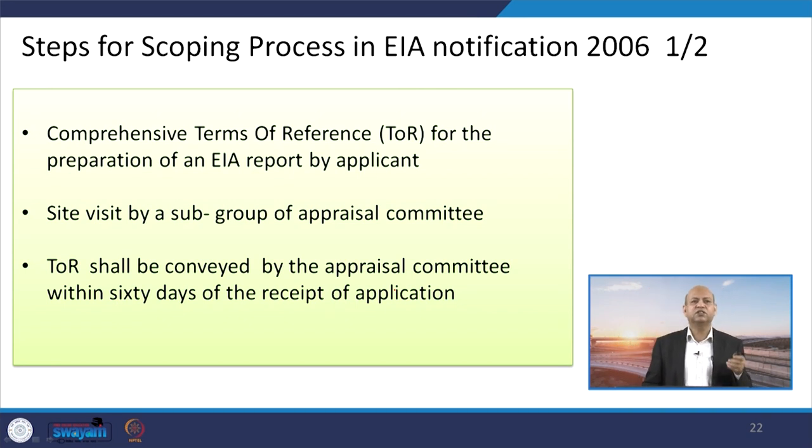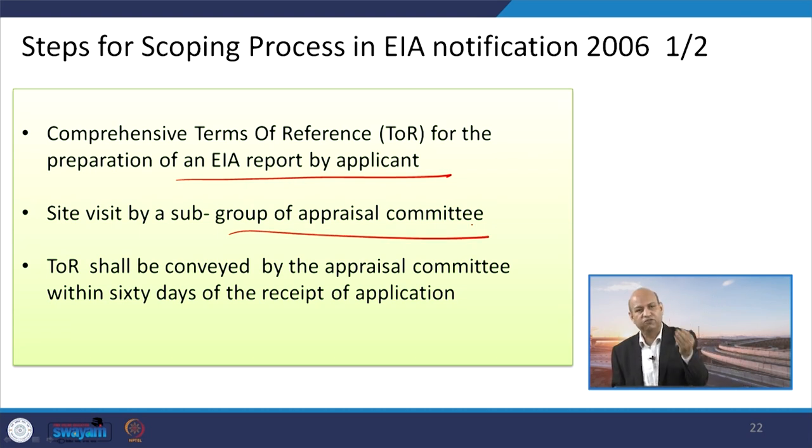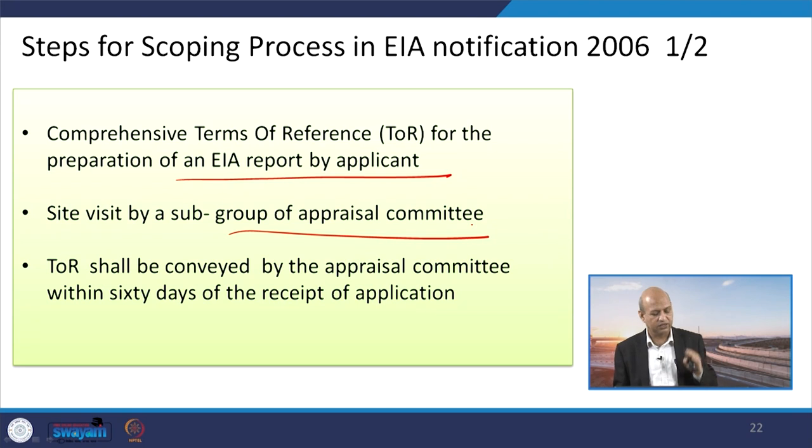Then we see the steps for the scoping process in the EIA notification according to 2006. The TOR, terms of reference, comprehensive terms of reference for the preparation of the EIA report, the applicant has to submit according to those guidelines, right. Then a site visit by a subgroup of the appraisal committee is compulsory, so that they can see the site physically and they can relate those impacts which can be possible in that site, in that location.